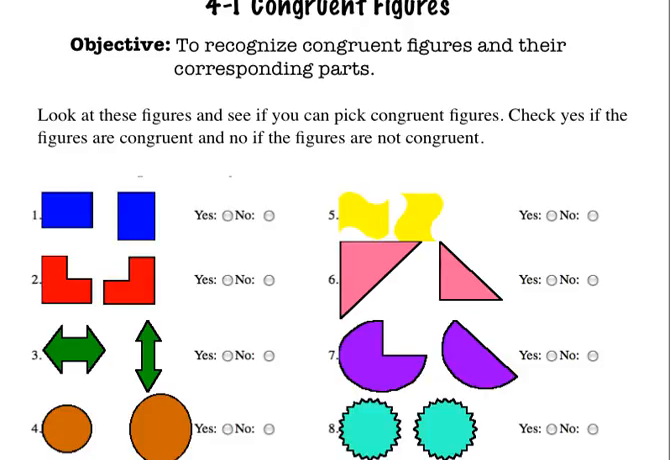Look at these figures and see if you can pick congruent figures. Check yes if they are, and check no if they are not. So I think these are pretty obvious. Number 1 is a yes, 2 is a yes, 3 is a no. Clearly this guy's skinnier than that one. Circles are a no. These yellow figures are yeses. These 2 triangles are completely different sizes, so no. The figures on 7 look nothing alike, so that's a no. And the little sun things on 8 are clearly a yes. So I think we're okay with identifying things that look congruent.